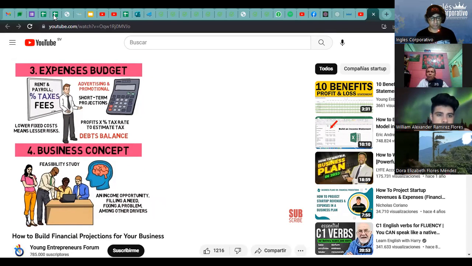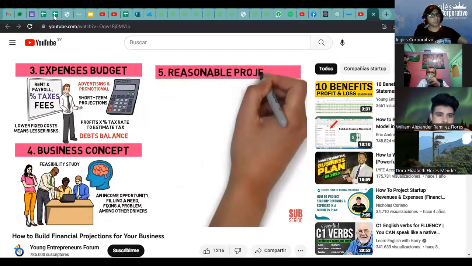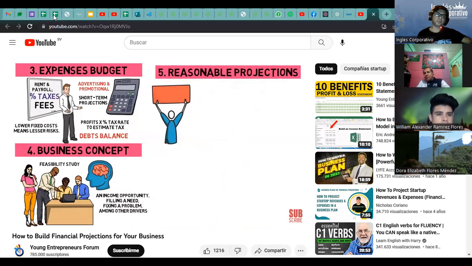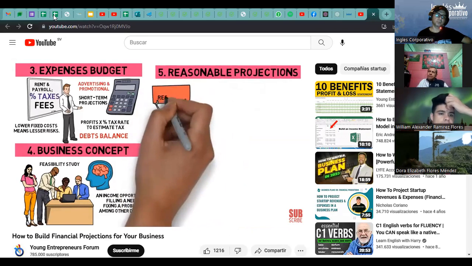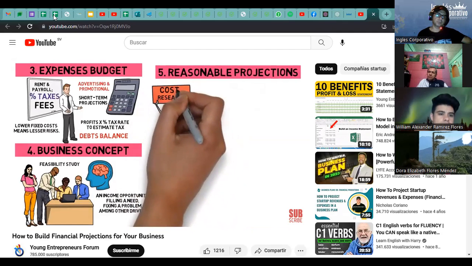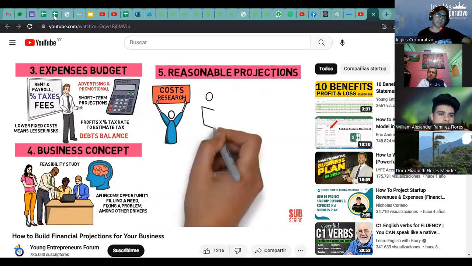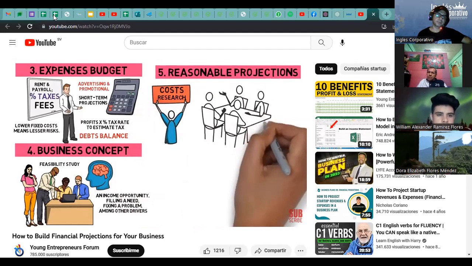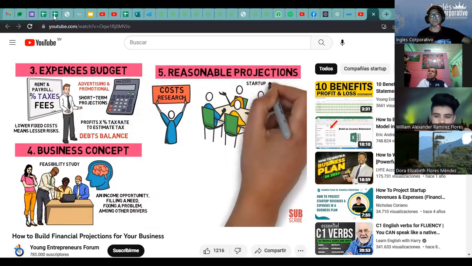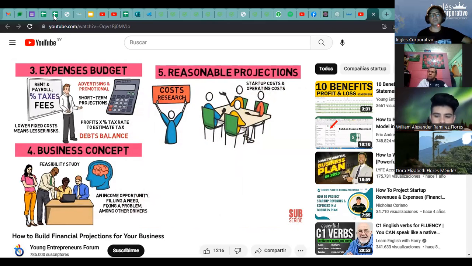Number 5. Creating more reasonable projections. You can move toward creating more reasonable projections by basing your numbers in documented research. Costs are often much easier to research than revenues. You can make calls, do online research, and speak to others in the industry about both the startup costs and operating costs of a business.